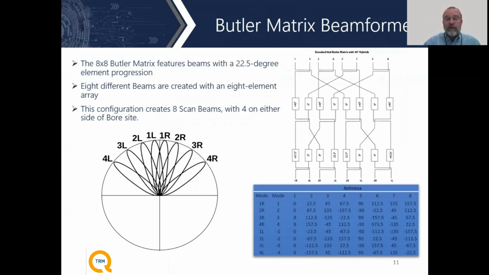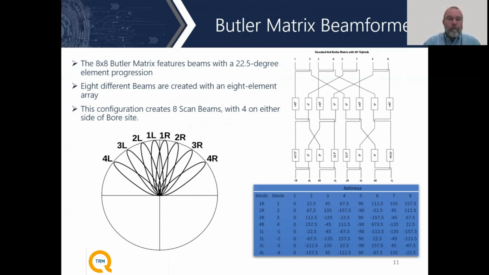Also, you notice the level of complexity that gets picked up in the block diagram on the upper right from the previous one, whereas before we just had a very simple network of 4 hybrids and 2 phase shifters. You can see here we've picked up a substantial increase in the complexity. The 8x8 Butler uses 12 hybrids and quite a few phase shifters.